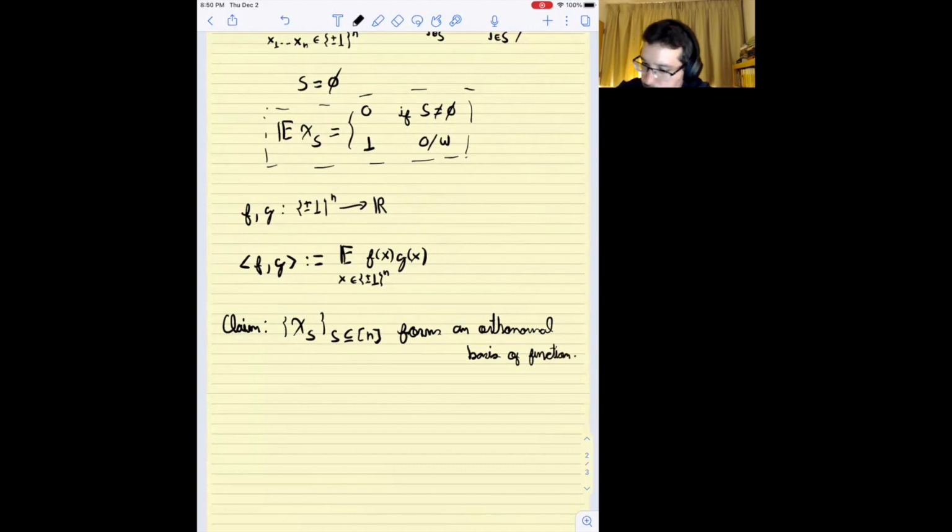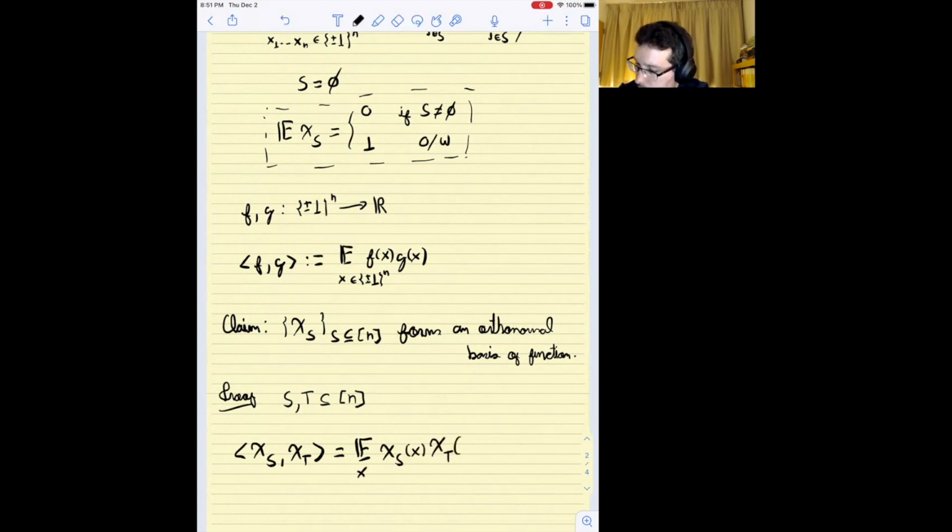The proof is very simple, as you might have seen. So suppose now that we take two characters, s and t, contained in [n], so that they are going to be indexed in two characters. And if you consider the inner product of the two, so here we have chi-s inner product with chi-t. This is nothing more than this expectation here.